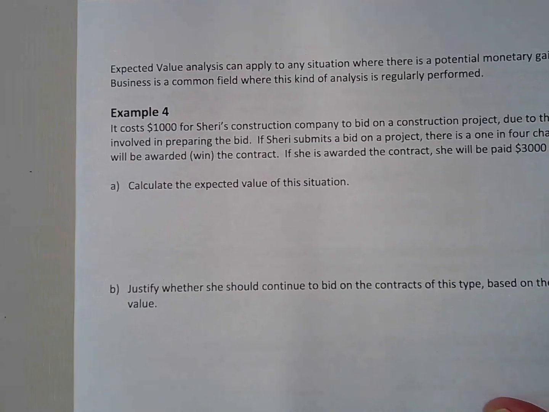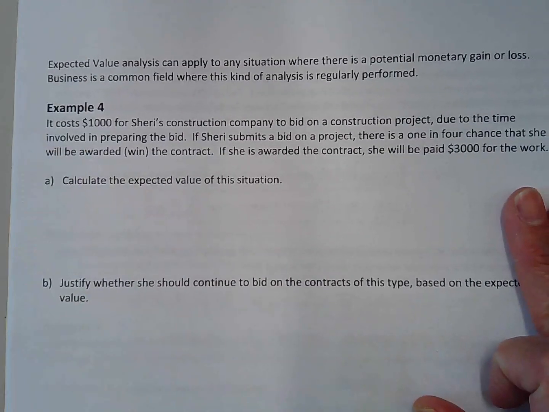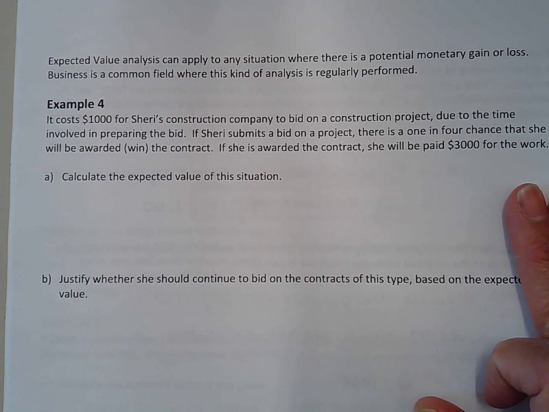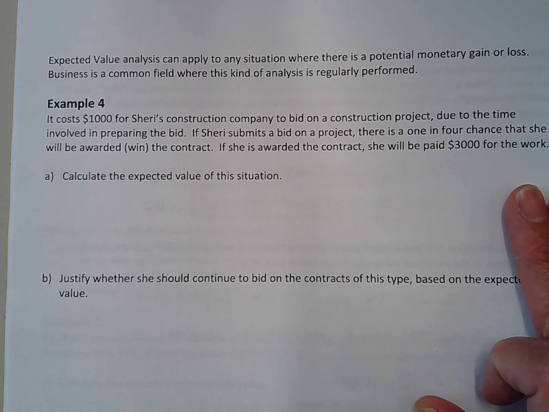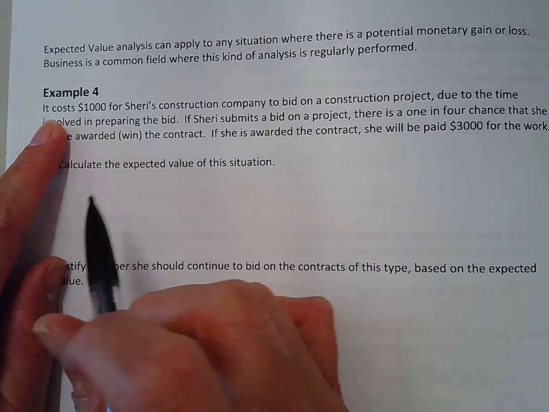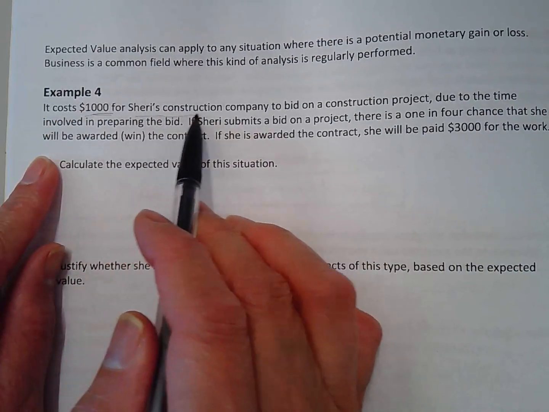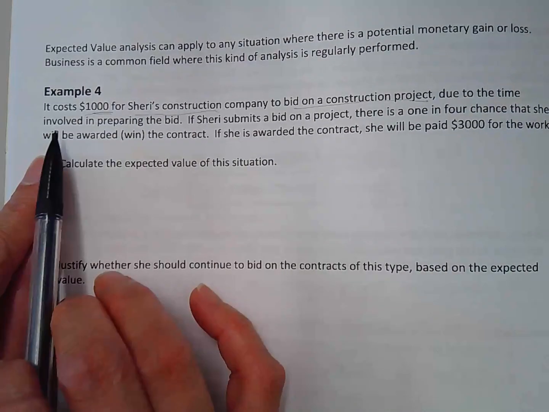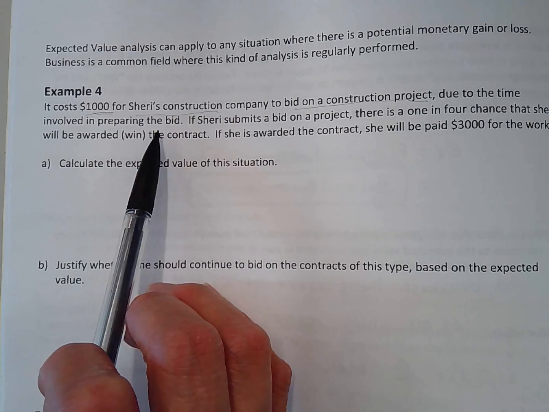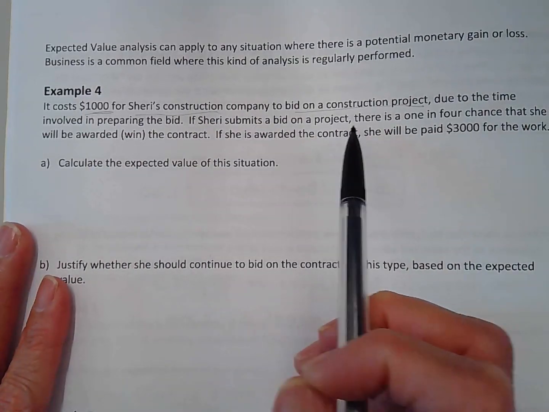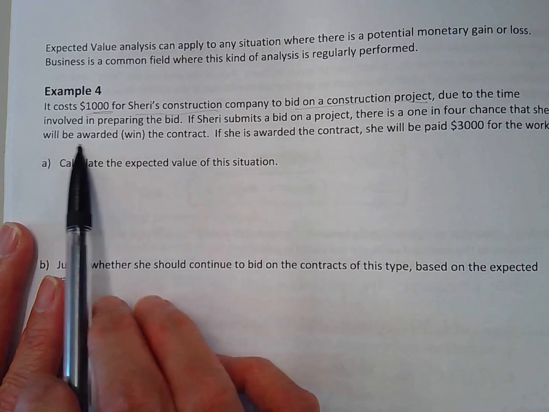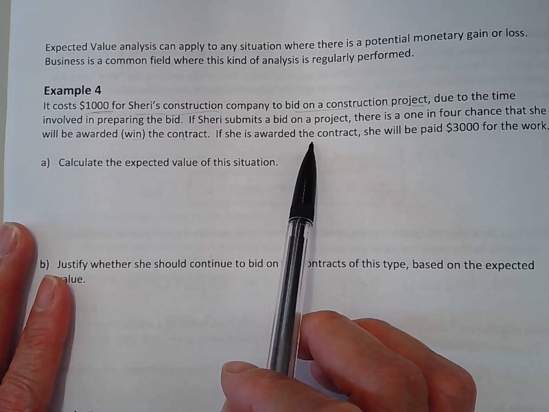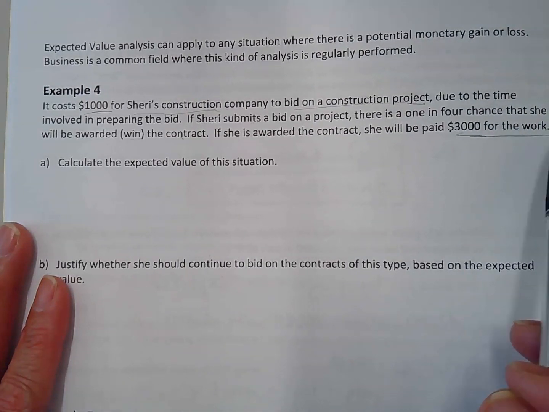Let's take a look at example 4. Expected value analysis can apply to any situation where there's a potential gain or loss. So business is a common field where this kind of analysis is regularly performed. It says here, it costs $1,000 for Sherry's construction company to bid on a construction project due to the time involved in preparing the bid. If Sherry submits a bid, there is a 1 in 4 chance that she will be awarded the contract. That means winning the contract. If she is awarded the contract, she will be paid $3,000 for the work.